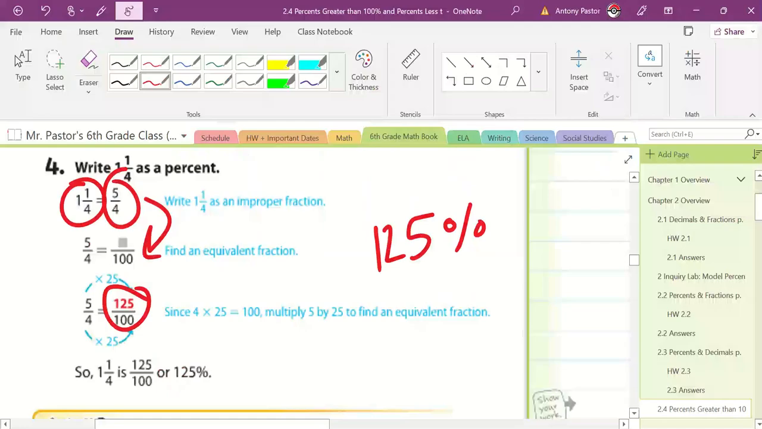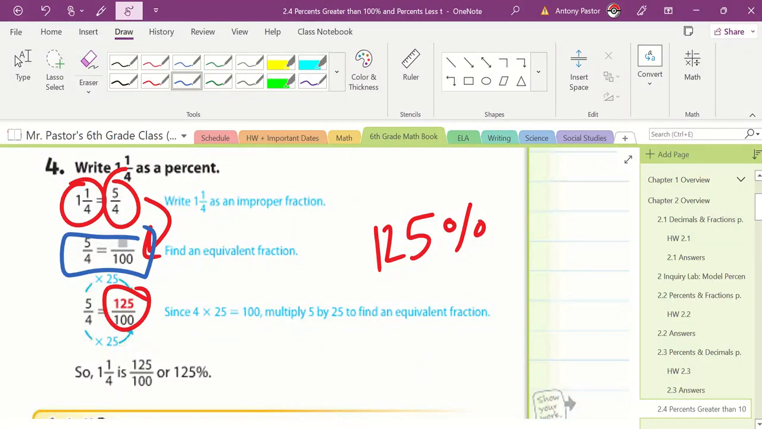Now, there's not always going to be a fraction like this where you're going to be able to turn it into 100. Just giving you a heads up, so there is a benefit for knowing both ways.